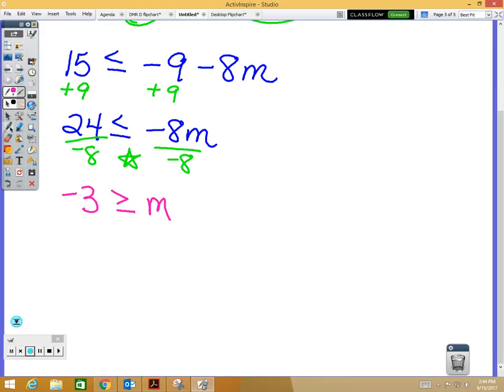Now, I said that it's a good idea to rewrite this. Your alligator is currently eating your negative 3, so make that happen in your answer as well.